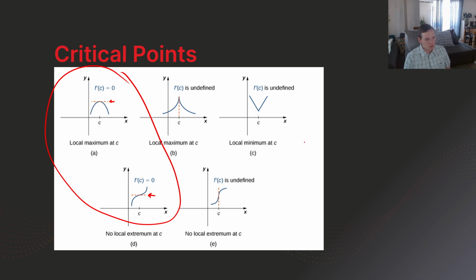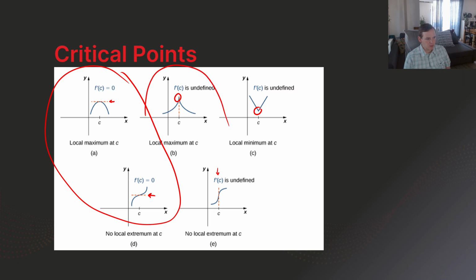These last three, we have the derivative being undefined. In these top two, we have a sharp corner, and we learned before that a sharp corner means the derivative is undefined. Therefore, these both have critical points where they have that sharp corner. This last one, E, because the slope goes vertical, that means that the derivative is undefined, and therefore that is also a critical point.